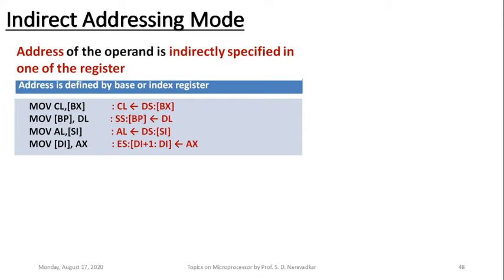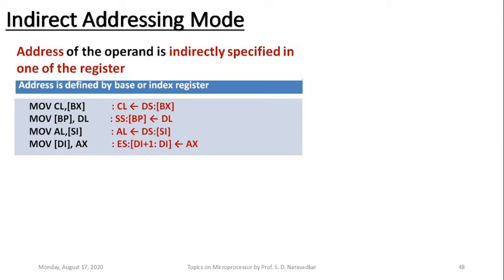In the third example here, MOV AL, [SI]. Okay, data will be copied to the AL register, which is 8 bit, taken from the data segment, and the offset is given by the source index. Okay, it means that the source index SI register will always define the offset from the data segment. And this addressing is the indirect addressing here.